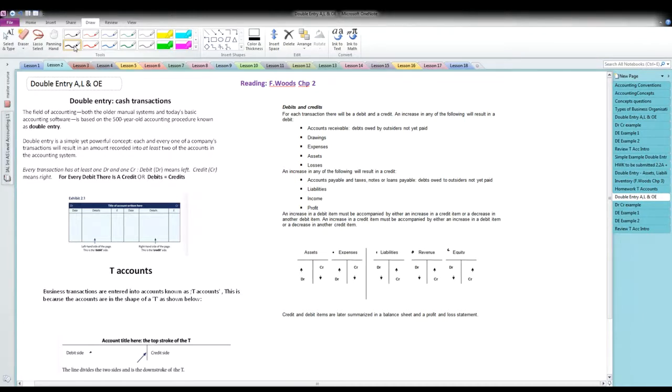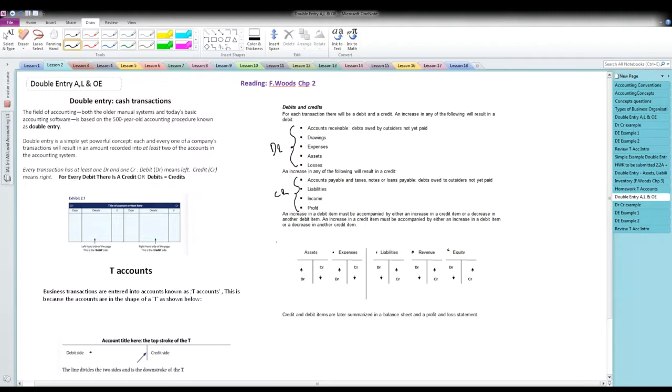An increase in any of the following will result in a debit. So if we have accounts receivable go up, if we have drawings, if we have expenses, if we have an increase in assets, or if we have losses, any of these accounts increasing will be a debit. Any of these accounts increasing will be a credit. So accounts payable increases, if we have an increase in a liability, if we have an income or a revenue, or if we have a profit, that will give us a credit.